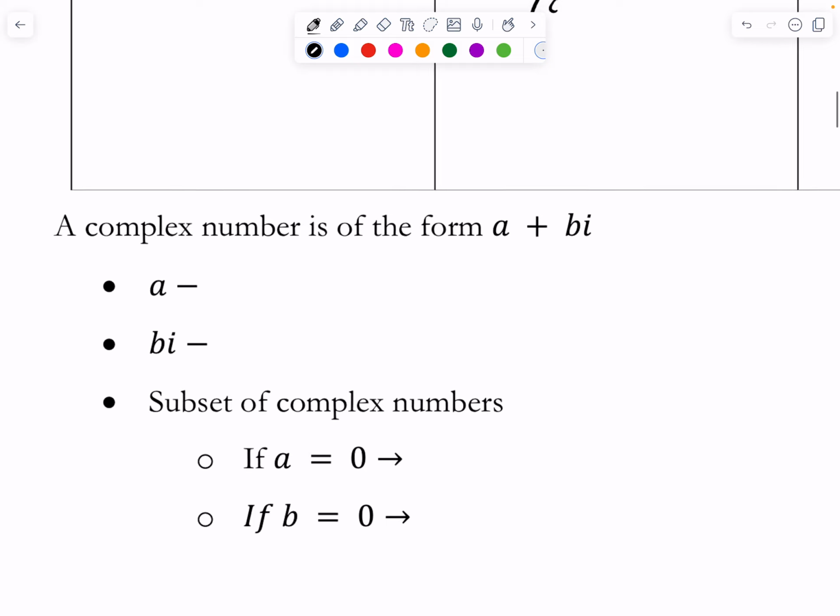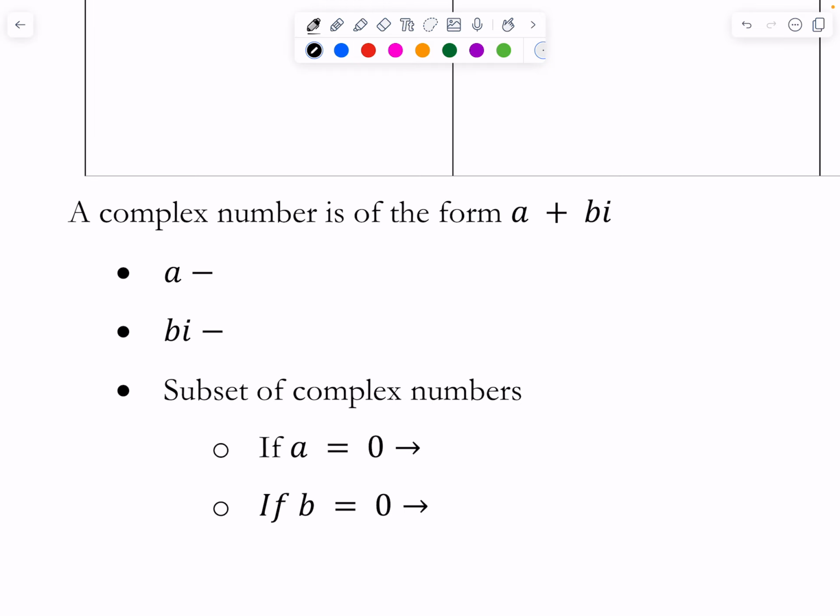Now, finally, before we get into actually the addition and subtraction with these complex numbers, let's introduce what it is. So a is always going to be your real component of your complex numbers, and bi is going to be your imaginary component.